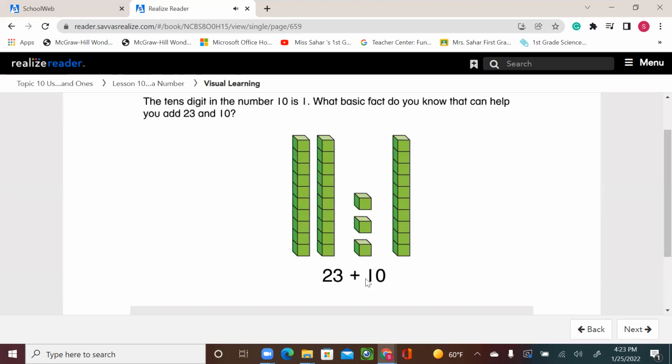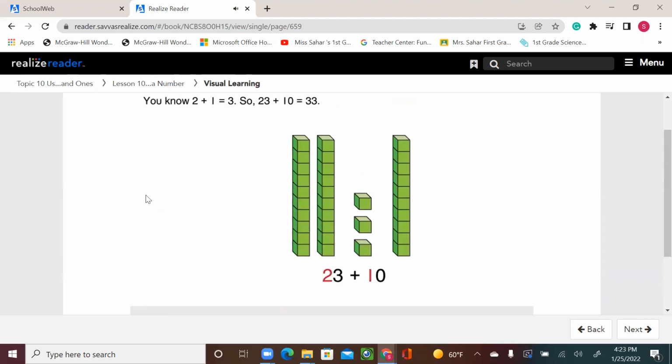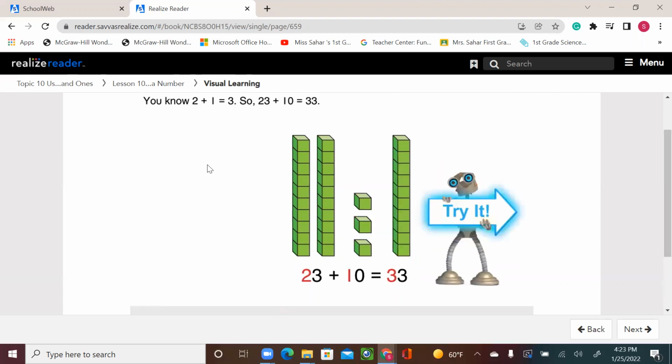What basic fact do you know that can help you add 23 and 10? If I say 2 tens plus 1 ten equals 3 tens, if I add the tens only. You know 2 plus 1 equals 3. So 23 plus 10 equals 33. All right, so this is your 23 and this is the 10. If you move the 10 here, now we'll have 10, 20, 30, and my ones 1, 2, 3. So 33.